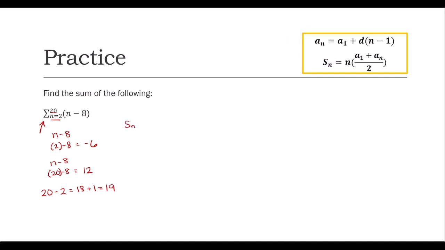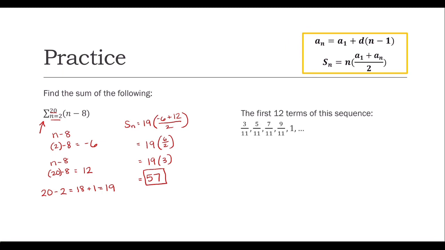So our S sub n equals 19 times the first term, which is going to be negative 6, plus the last term, which is 12, over 2. So that's going to equal 19 times 6 over 2, which is 19 times 3, which equals 57. So that's our sum of this series.